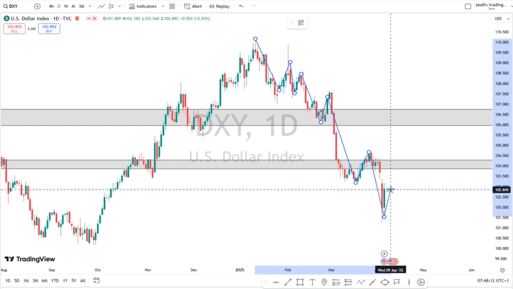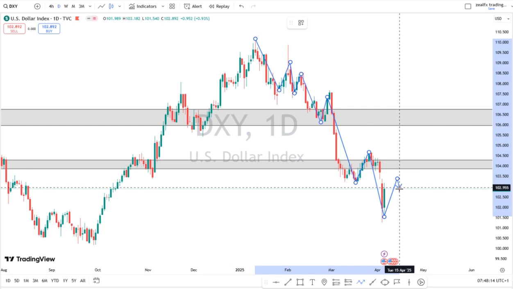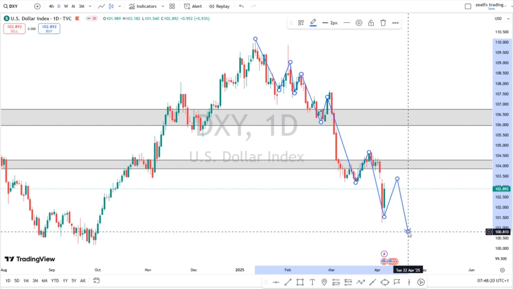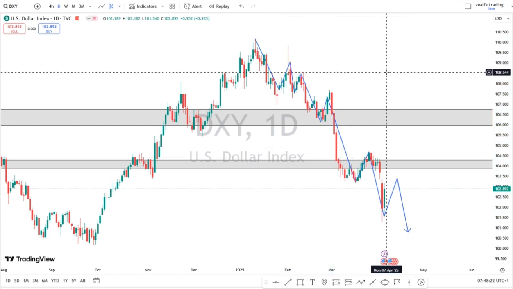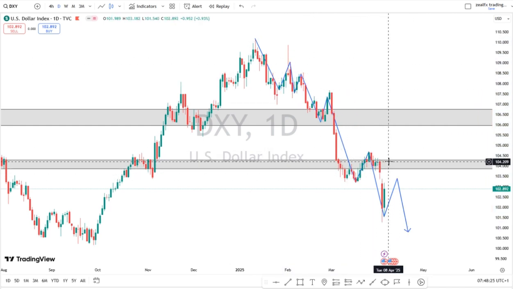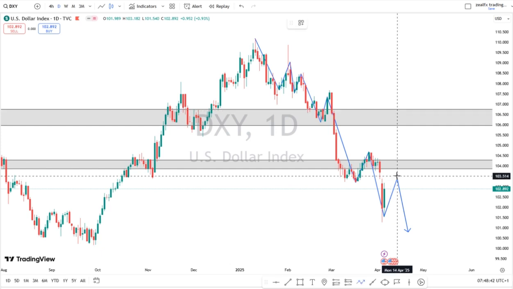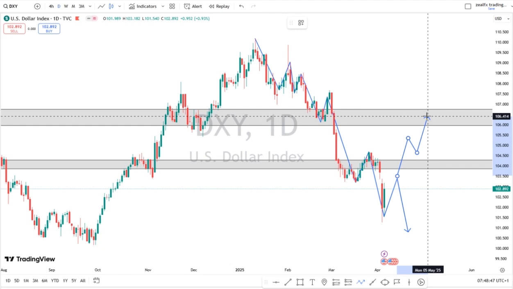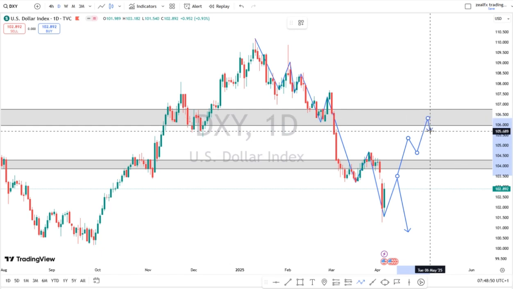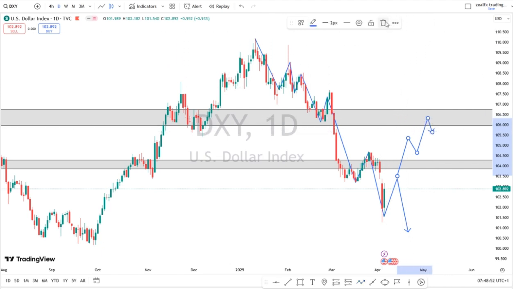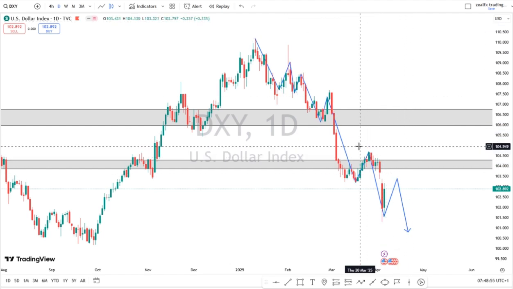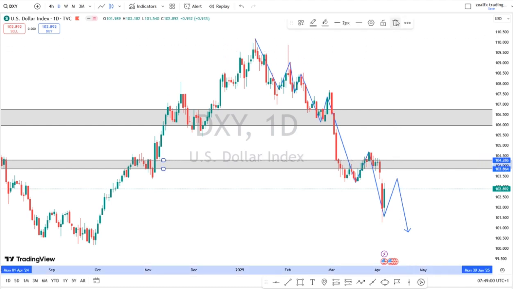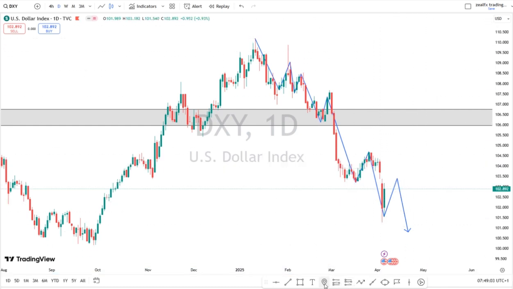Our scenario now on the DXY is that we expect price to retest this zone, then we look out for selling opportunities to the downside. If price breaks this high, then we look at our buying scenario, but we will remain bearish on the DXY unless we see price break this high. So long as price remains below these levels, we'll be looking for selling opportunities on the DXY this week.